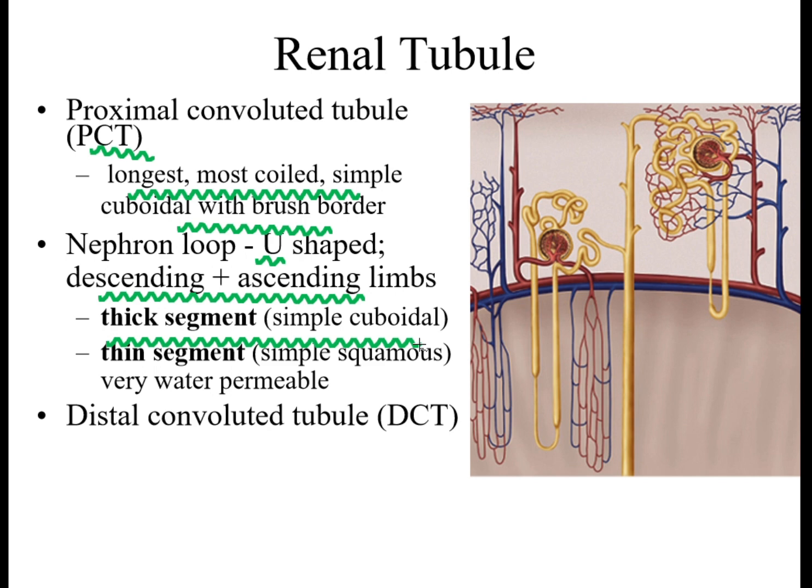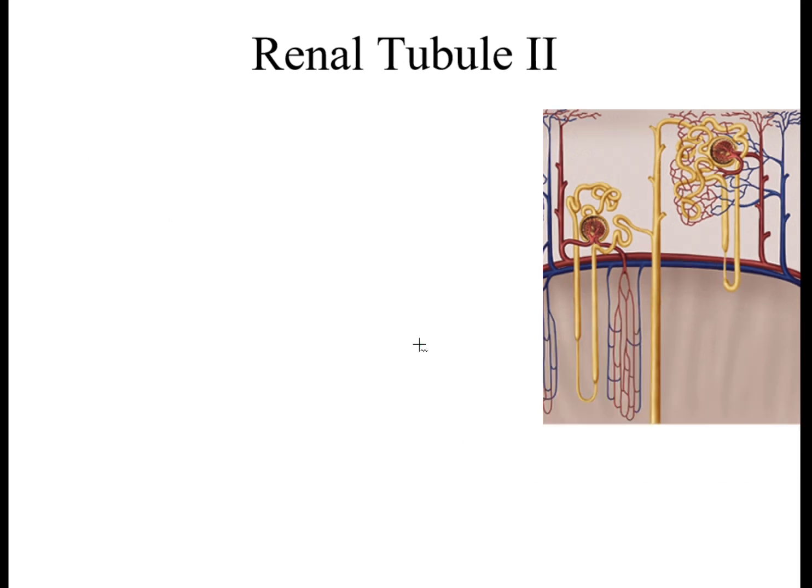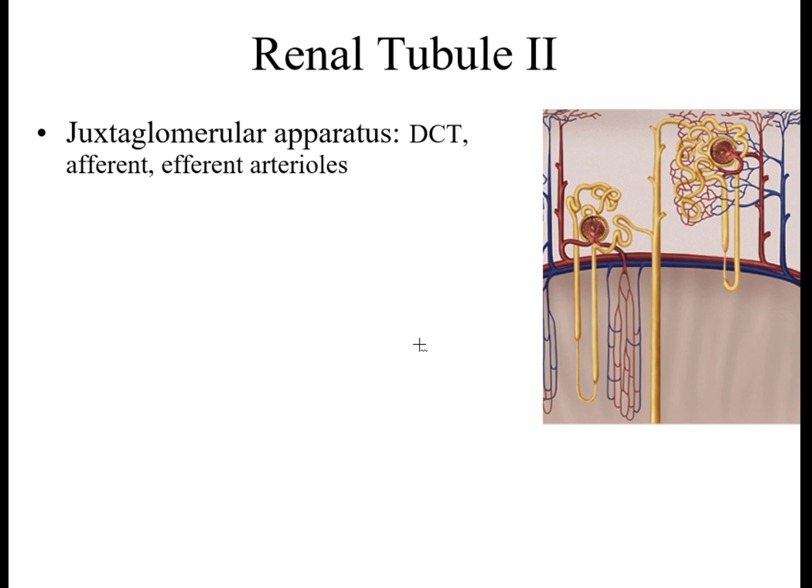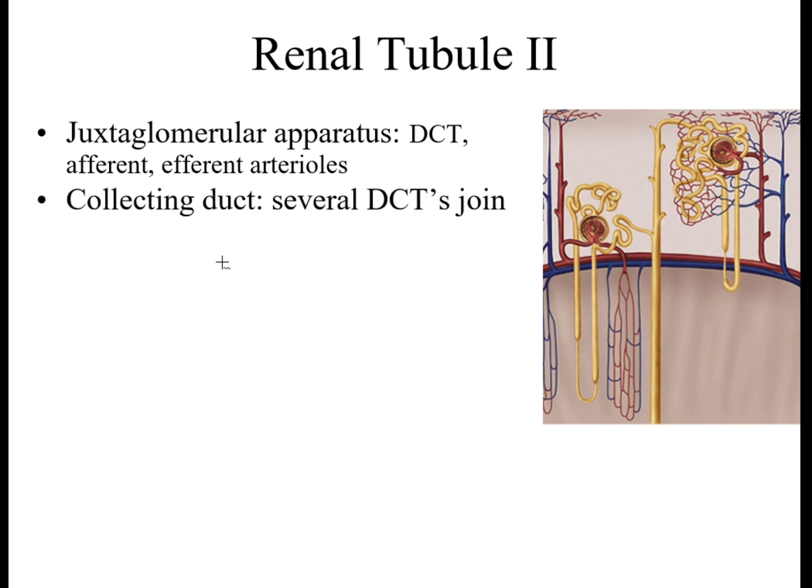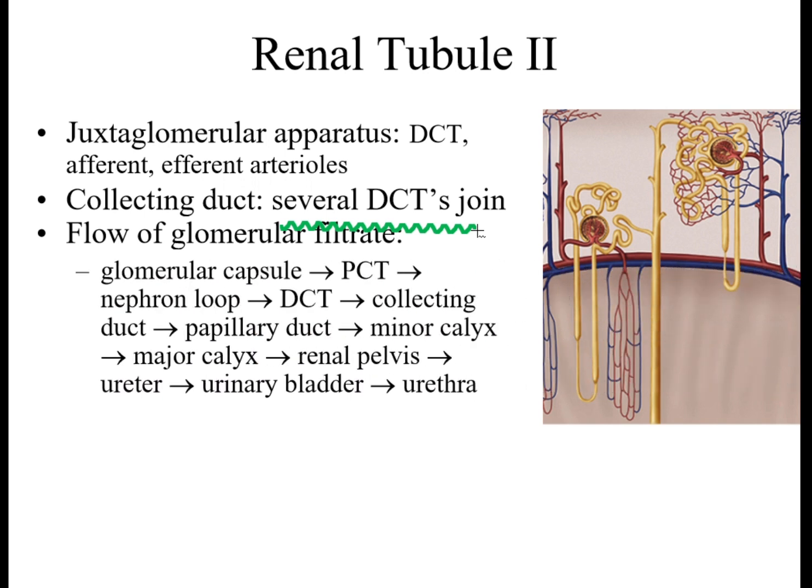The next is the DCT. The DCT is cuboidal. Then the juxtaglomerular apparatus, meaning the DCT, afferent arteriole and efferent arteriole are present. Then you can talk about the collecting duct. Several DCTs join to form the collecting duct. So this is the flow of glomerular filtrate. This is the pathway in the kidney.